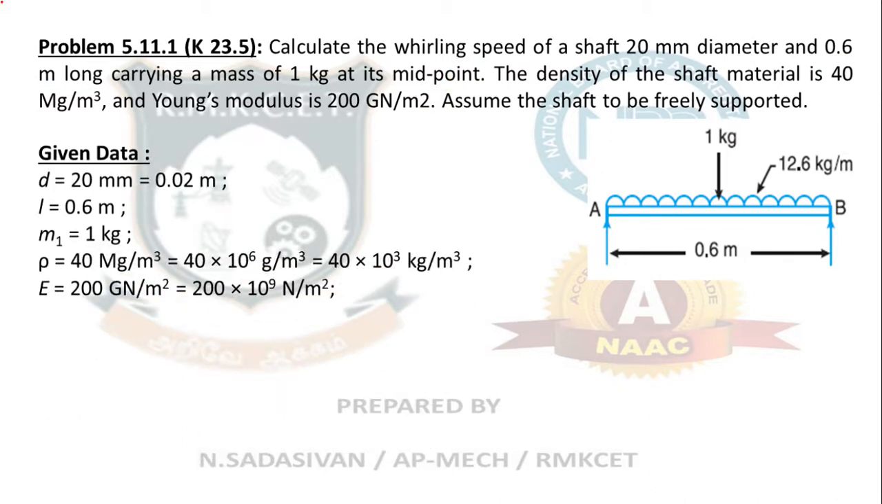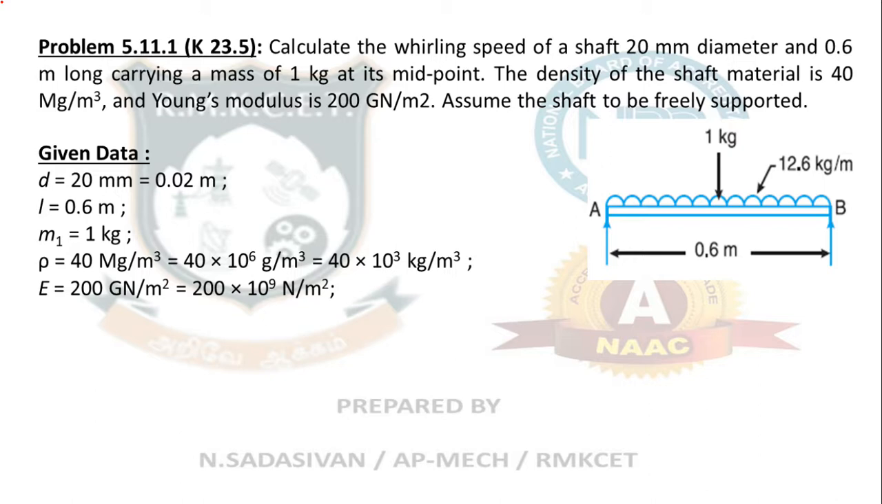Let's list down the given data. D equal to 20 millimeter, 0.02 meter. So length of the shaft is 0.6. Look at the diagram. You can see the entire length is 0.6. Mass is equal to 1 kilogram. So that you have to convert into weight and use it as a force.